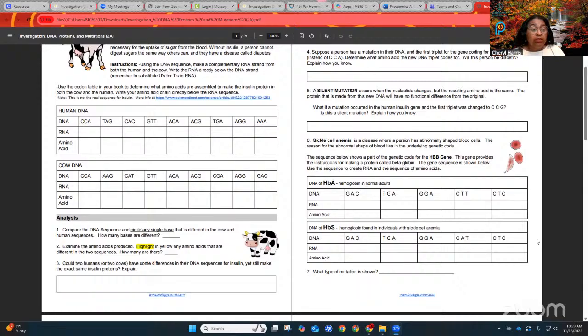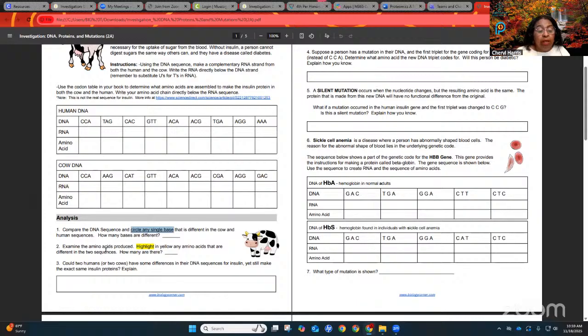All right, so take a few minutes to go ahead and fill in your RNA strand, then find your amino acids. And then the first thing they want you to do is look at both sets of DNA strands and circle, on the DNA strand for the human and the DNA strand for the cow, the ones that are different. Some of them are going to be the same in the sequence, and some will be different. And then after you circle them, tell me how many you found.